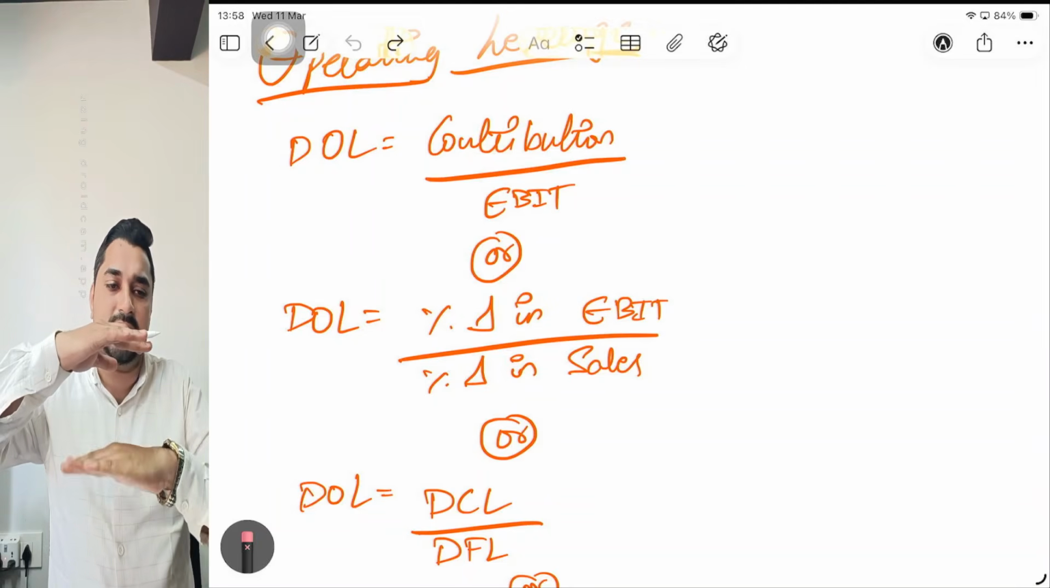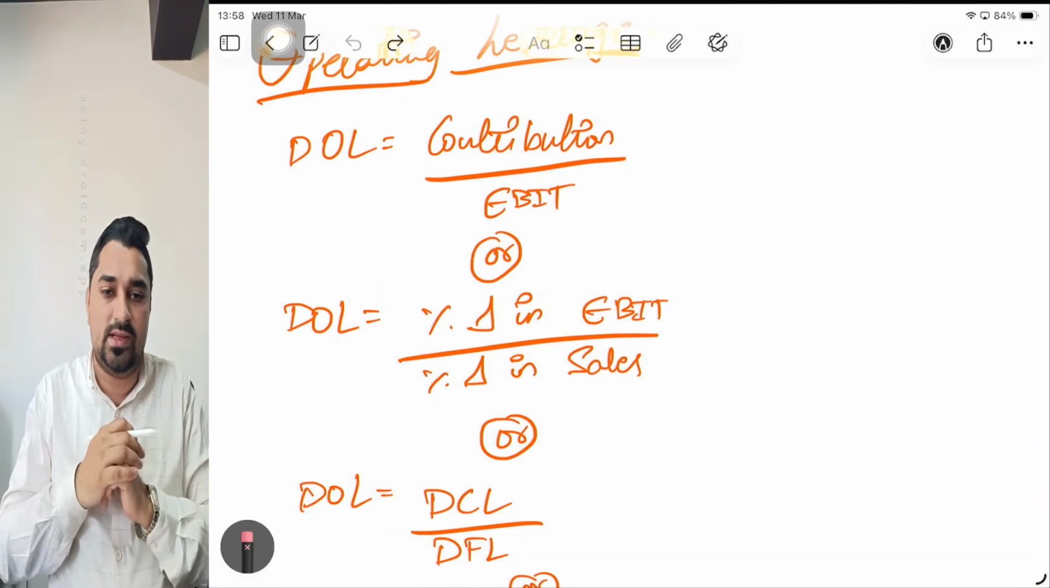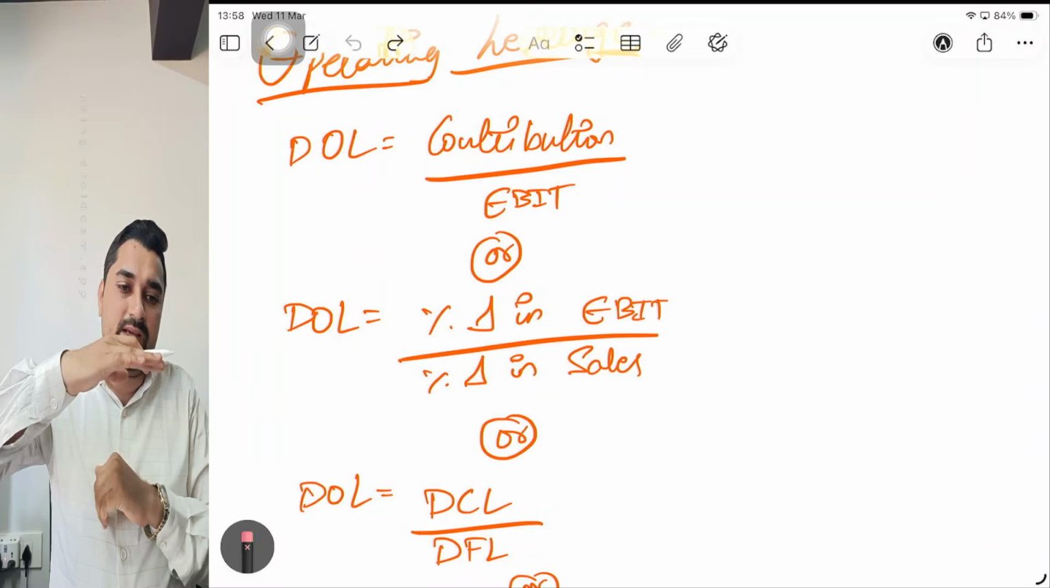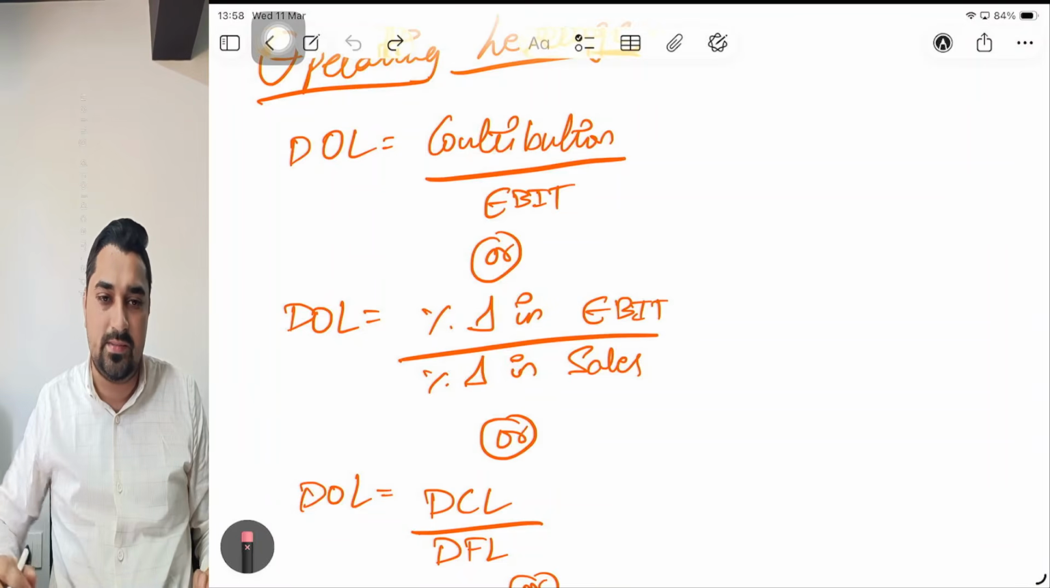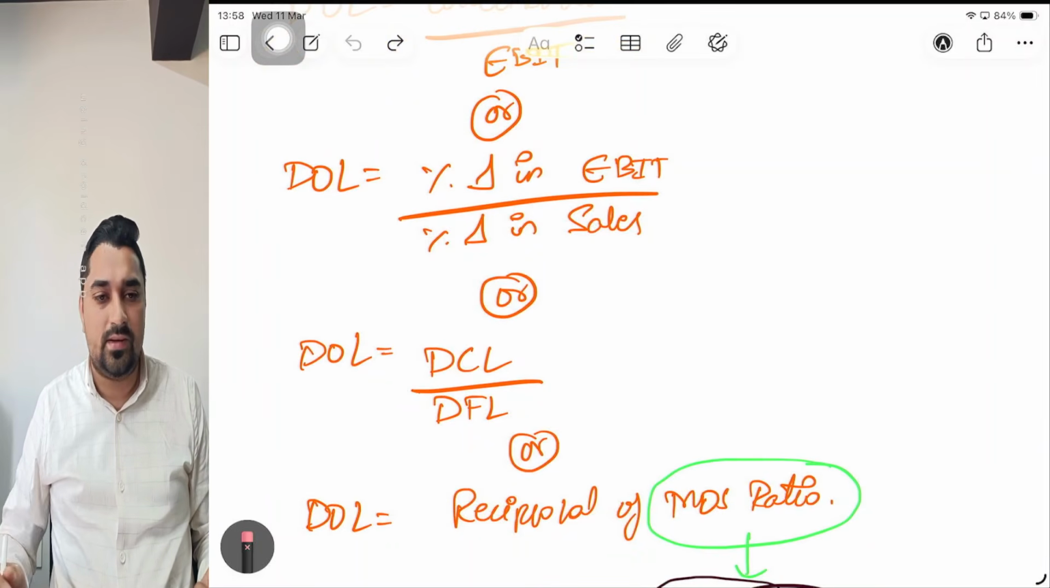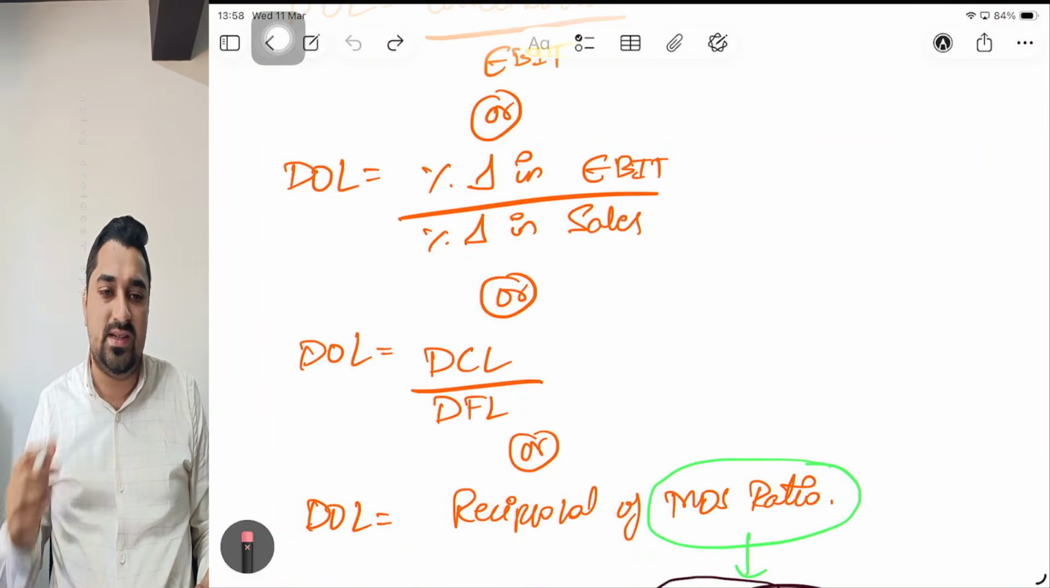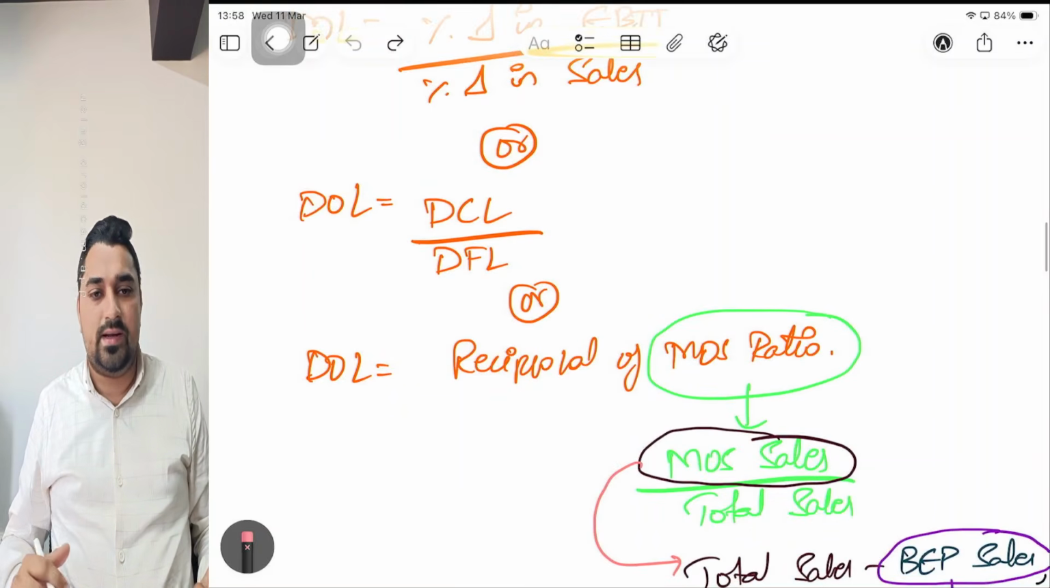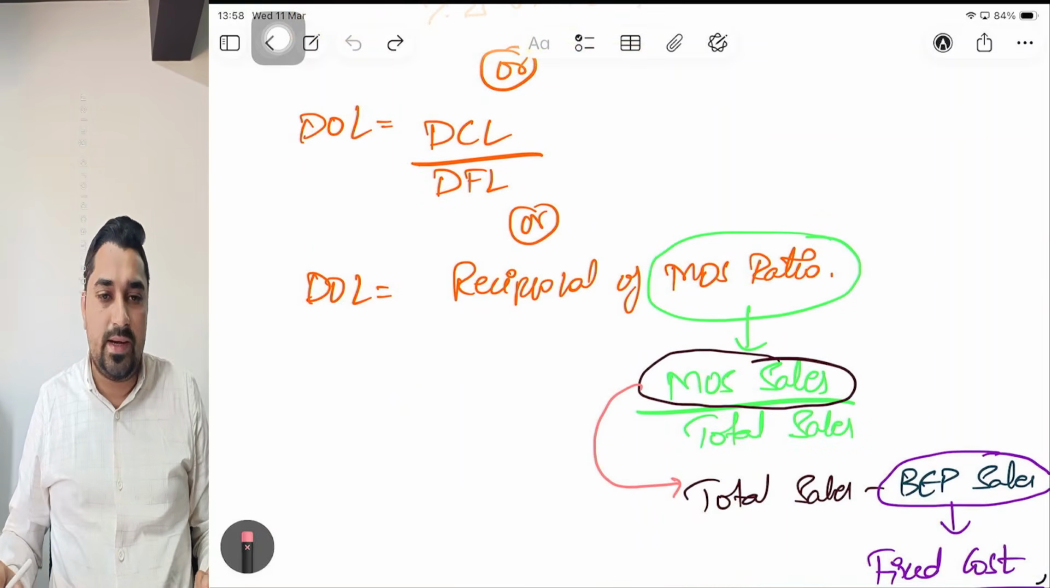My sales is independent. It does not need any support. So with this logic, you can remember the formula EBIT divided by sales, so percentage change in EBIT divided by percentage change in sales. Again, one more formula wherein you can calculate operating leverage: degree of combined leverage divided by degree of financial leverage. One more alternate formula, very important: degree of operating leverage is nothing but the reciprocal of MOS ratio.